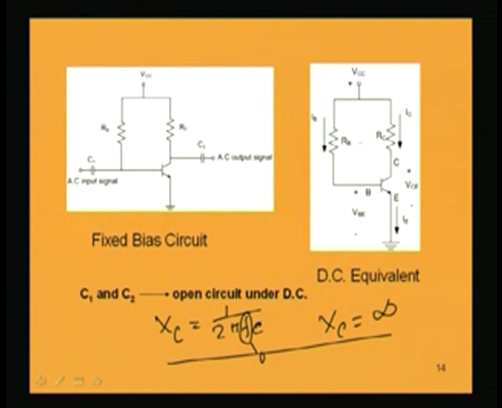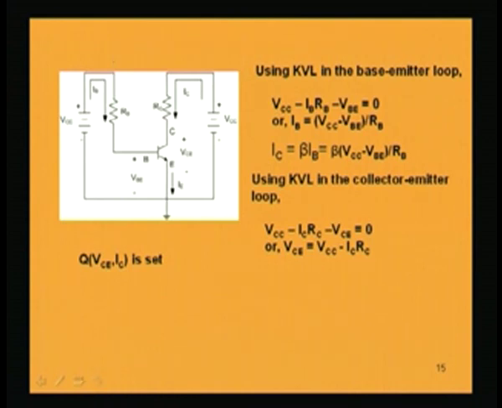So, we have to now find out the DC operating point, or Q point. We have to find out IC and VCE for this particular IB, because IB is set by this resistance RB. So, now if we just simplify, we redraw the circuit conventionally, just for easy understanding.